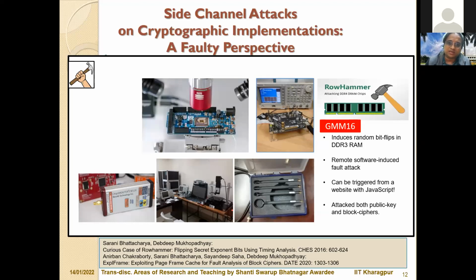instruments, or laboratory setups, that we have tried to make to demonstrate that such faults are possible. In particular, these are also possible purely from software mechanisms. For example, in your computing system there is something called the DRAM, which is the memory chip, as we know. Now, these DRAM devices also have some reliability issues, which are called row hammers.